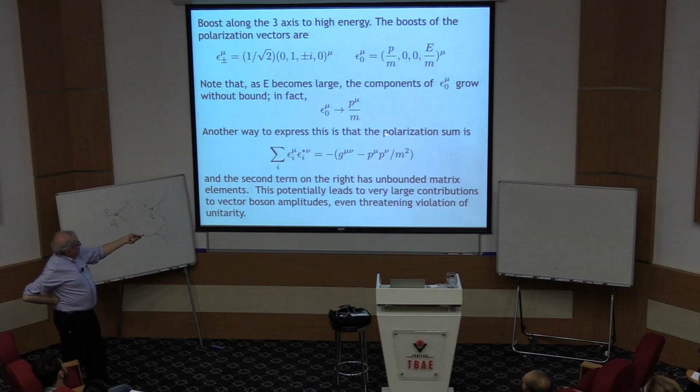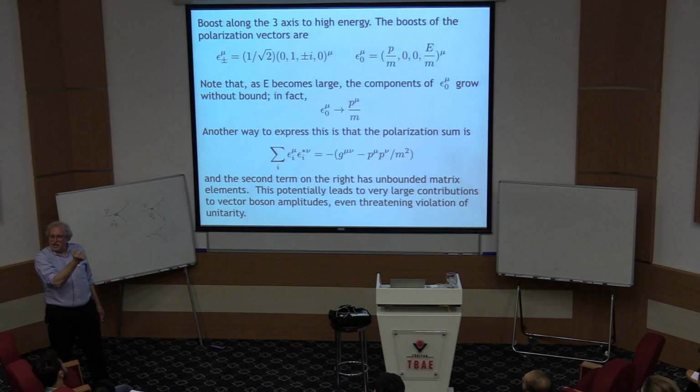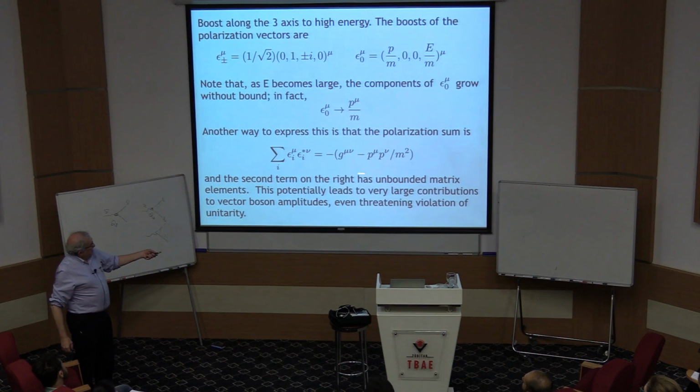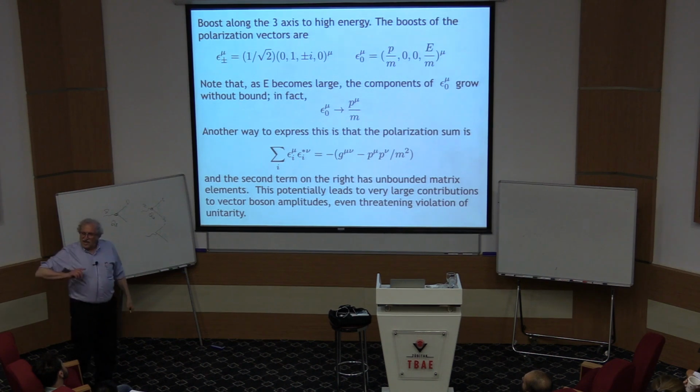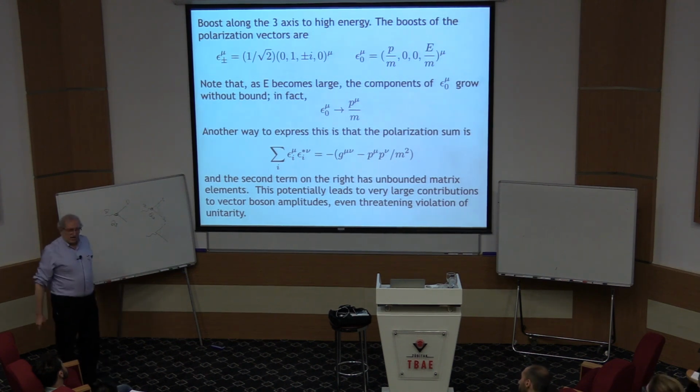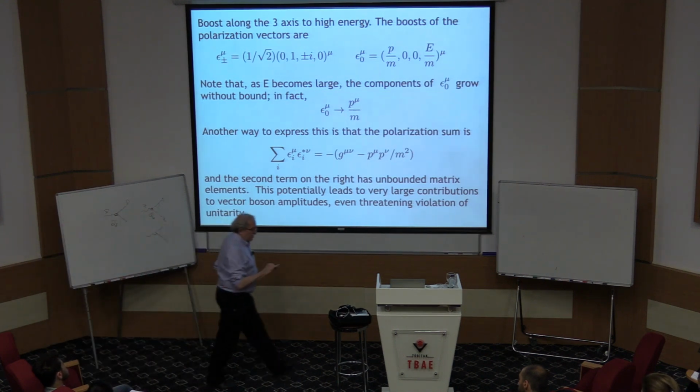Another way to express this is the polarization sum, this quantity here. In the rest frame, that would be g^μν minus something that projects out the time-like polarization. If you write that expression invariantly, you get this formula. And you can see that, again, the components here are growing without bound as p becomes a highly boosted vector. Okay. Now, this is not completely formal. This actually has experimental consequences, and I'd like to describe one.